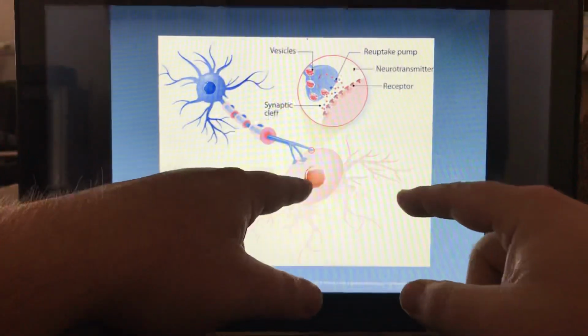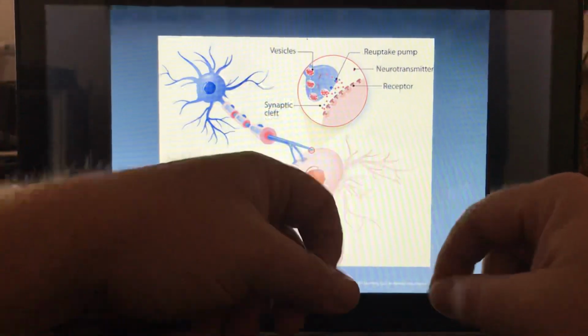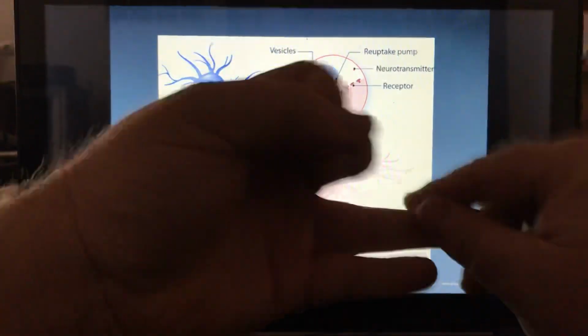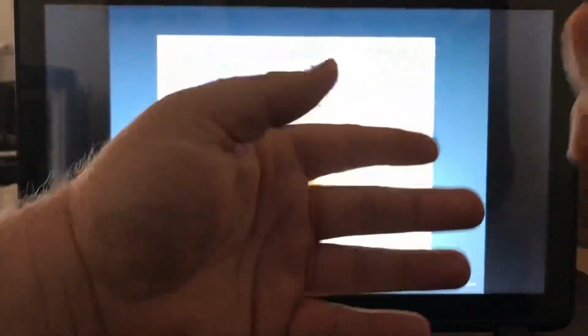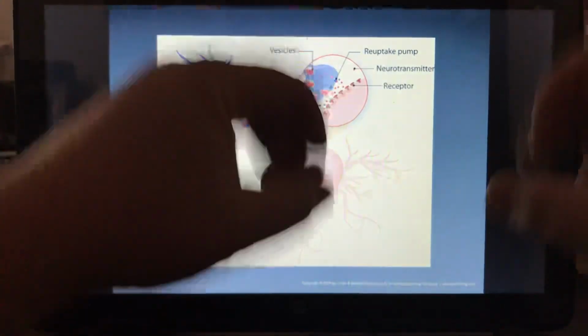Either it's going to land out on the target cell, which can be muscle, any tissue, any cell that you can think of in the body that is not a nervous cell. Like it could be the adrenaline gland, it could be the stomach, it could be anything. That's called a target cell.